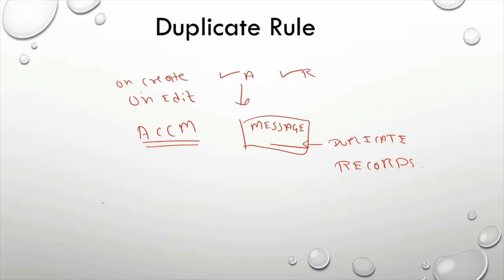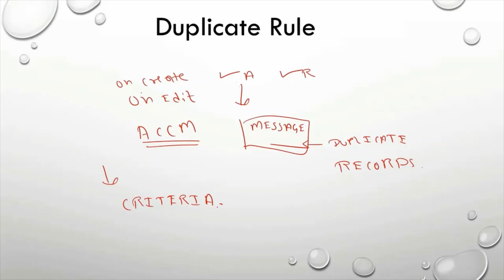And then the third thing is you will have criteria, which defines which records should run this particular duplicate rule. So you can define that if the account's rating is hot, then only it should go into this duplicate rule.